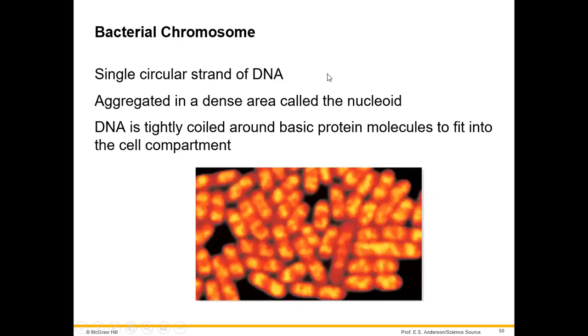The bacterial chromosome: bacteria have a single circular strand of DNA, whereas we have linear and paired chromosomes. The bacterial chromosome aggregates in a region of the cytoplasm called the nucleoid, but this is not a nuclear nucleus. It's not membrane bound. The DNA is tightly coiled around basic protein molecules to fit into the small compartment.